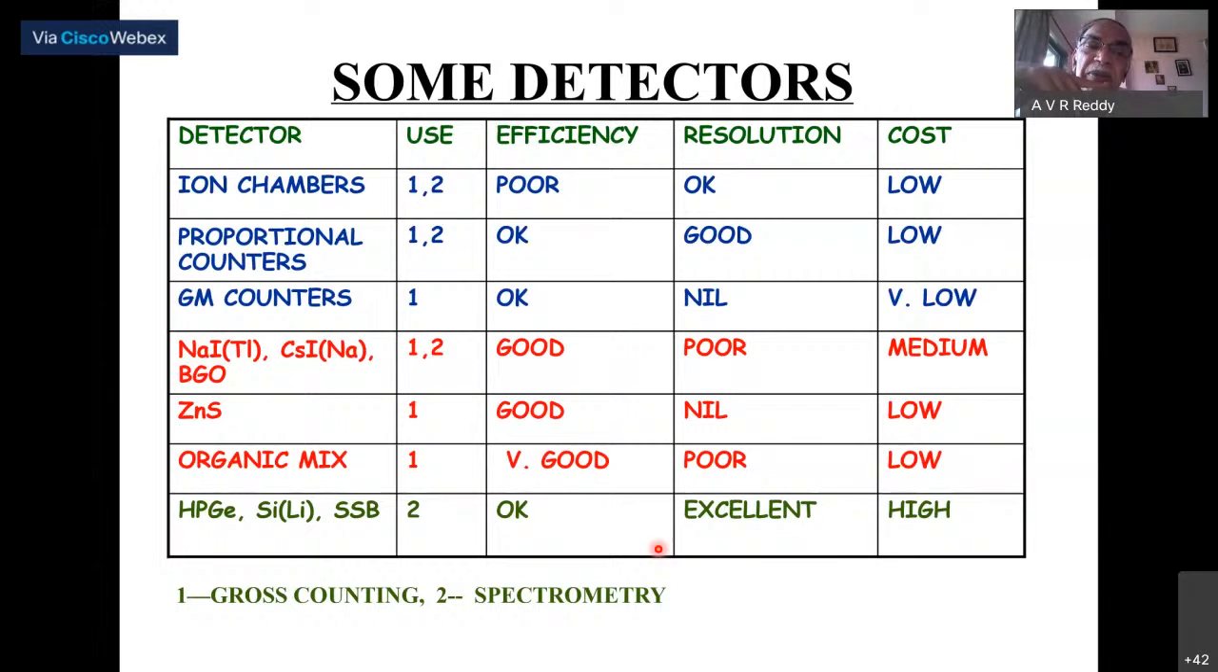Another type, and the most important and extensively used detectors in many laboratories, are semiconductor-based detectors: high-purity germanium detectors, silicon doped with lithium, and silicon surface barrier detectors. Mainly, they are used for spectrometry. In principle, gross counting can be done, but it is unwise to use them for gross counting. Efficiency is okay, resolution is excellent, and price, of course, is high. BGO means bismuth germanium oxide, which acts as a semiconductor.